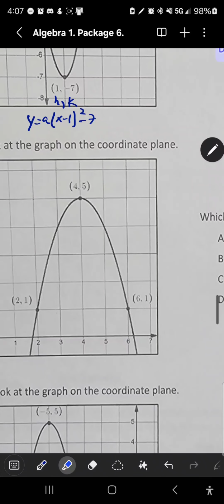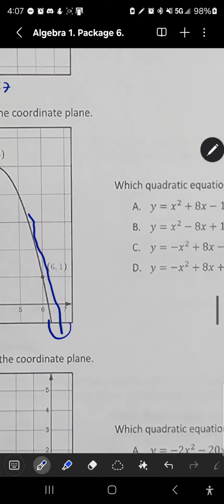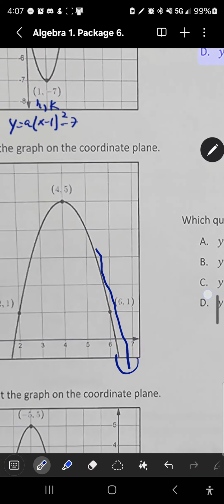Now let's look here. Now we have something going down. As time passes, it goes 5, 4, 3, 2, 1, etc. So we want a negative sign at the front. We don't want this.